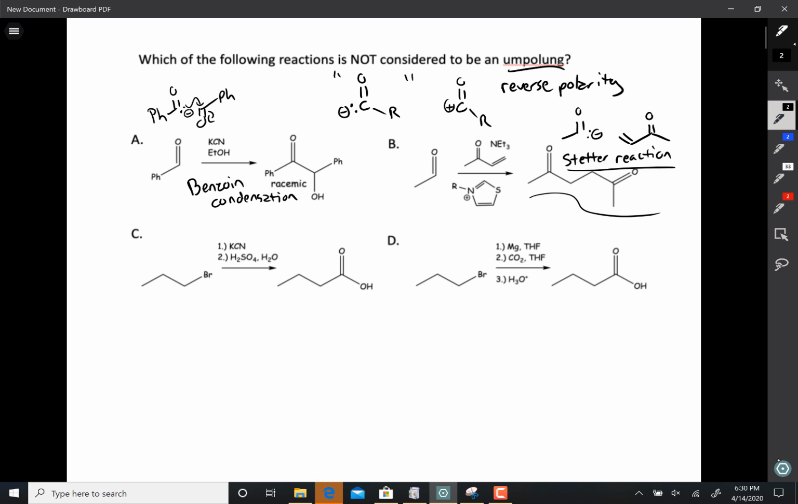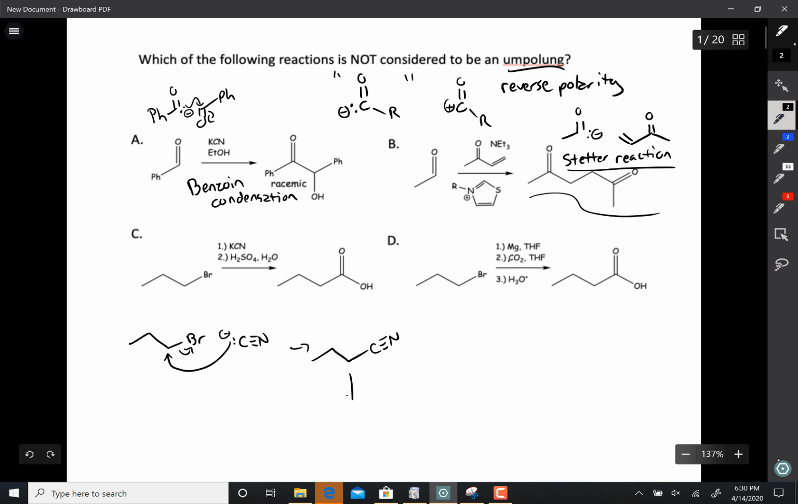Now it comes down to C and D. Take a look at C, the reaction is KCN, and CN minus adds, electrons go on, and we get a nitrile. And then we add acid and water to that nitrile, and get a carboxylic acid.